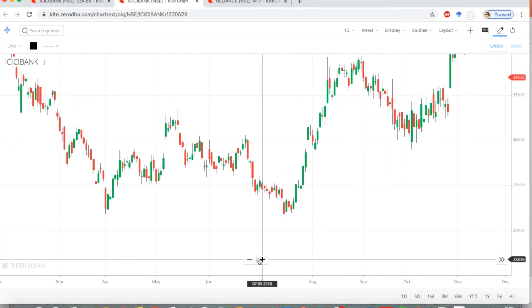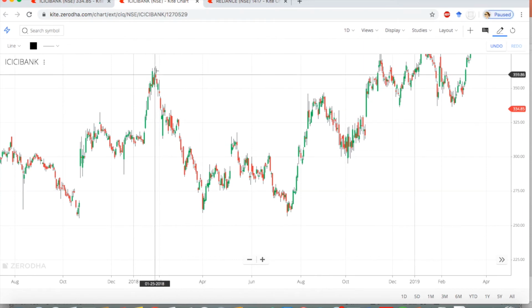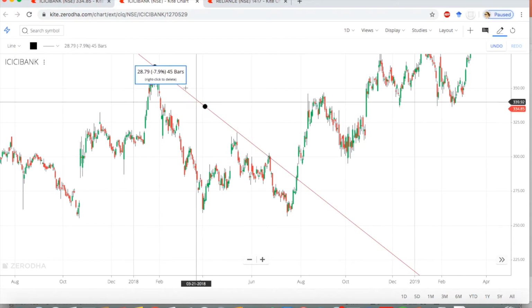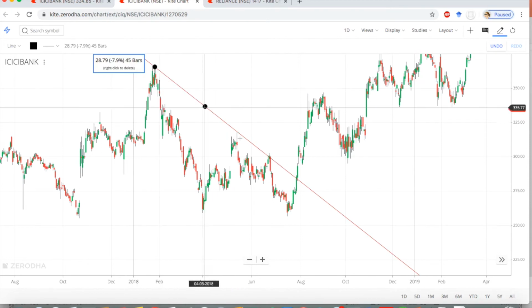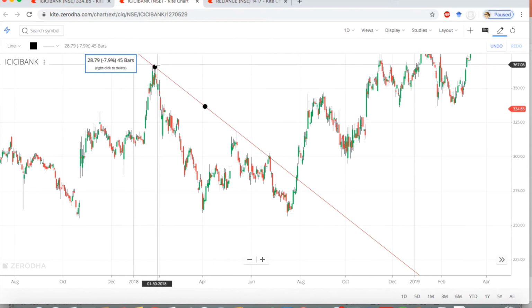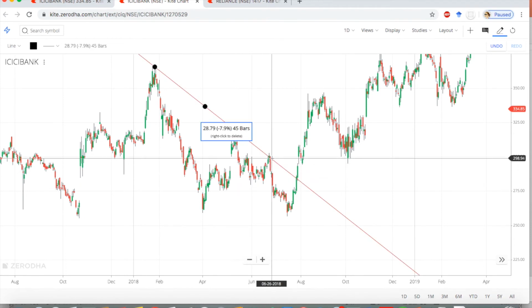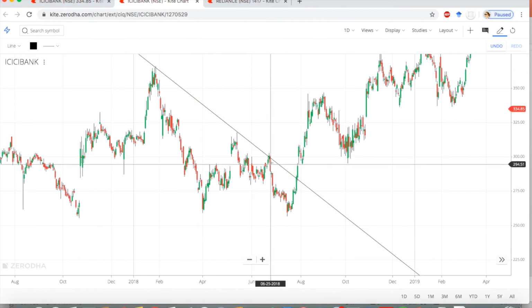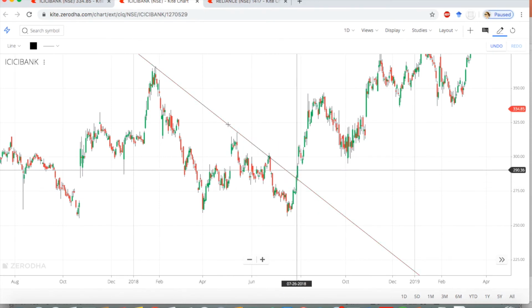See, this is one high and this is another high, so I am connecting these 2 points. It is now creating a resistance line, that is a trend line but resistance. Price came here, fell back, came here, fell back. So from now on, when it comes here, I am going to sell with a stop loss at the candle high. Come back again. Now it is going to break the trend line, so I will buy here. Now this will act as a support line.